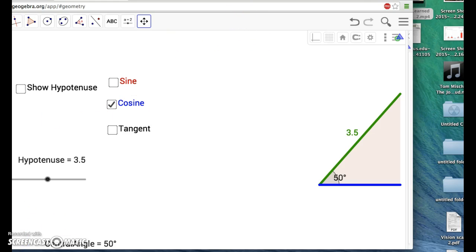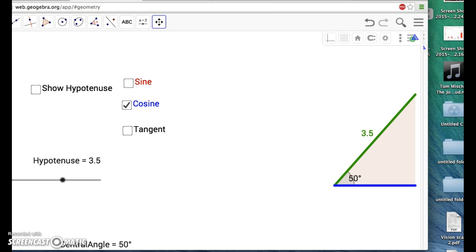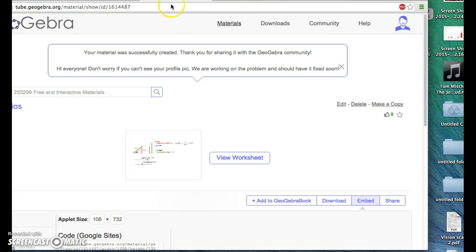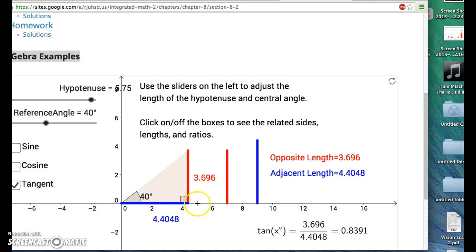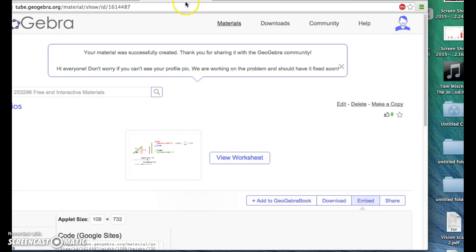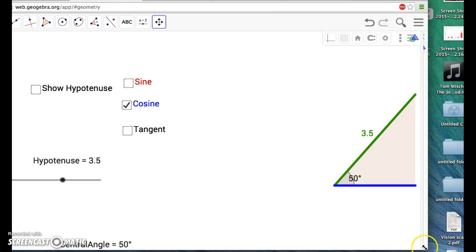Now the question most kids would have is: when do I use sine, when do I use cosine, and when do I use tangent? Well, you could resolve that by saying, for example, just pretend 3.9 was not there, but you knew 4.4 and 40 degrees, then you could figure out the opposite side with tangent, because the proportion would be the same for any triangle. All right, let's practice a little bit here. Let's see if I can get the right one open.